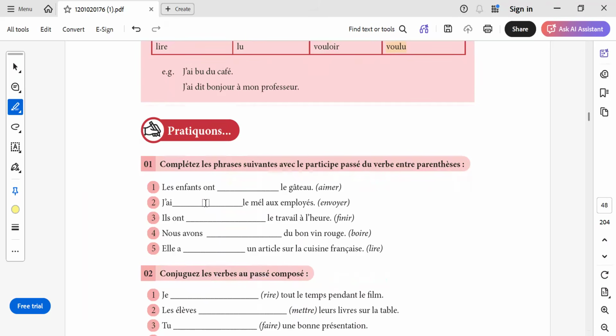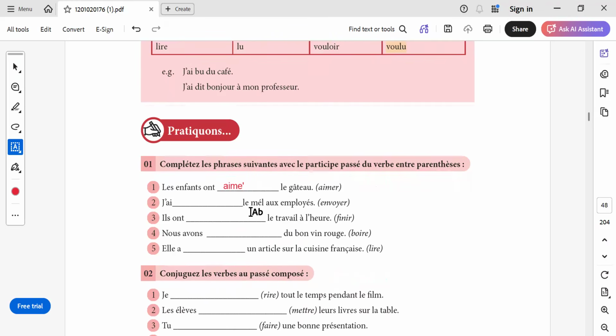Now in question number 1, they have already conjugated avoir verb for you. If you see les enfants ont, j'ai, ils ont and all. You just have to conjugate the participe passé. You have to write the correct participe passé. Donc, les enfants ont, the verb given is aimer. It's an ER ending verb. So simply remove ER and add E with accent aigu. Let us do that. So les enfants ont aimé le gâteau. So it will be like this.